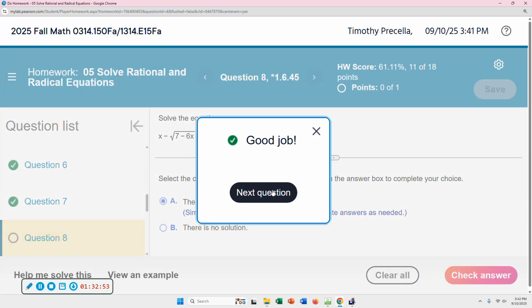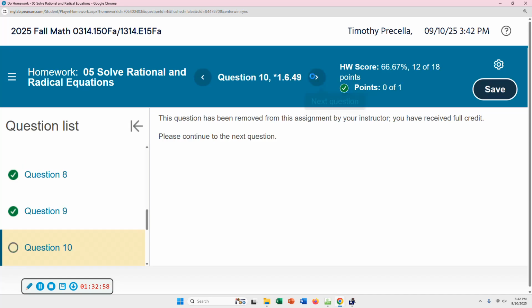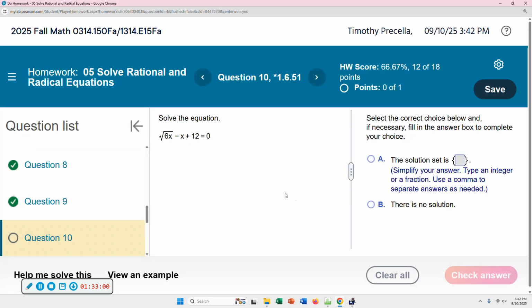That was number 9. So we'll go on to number 10. Oh, this is another good one. Number 10, another square root. You know something? We've been going an hour 33. I think it's time to switch over.